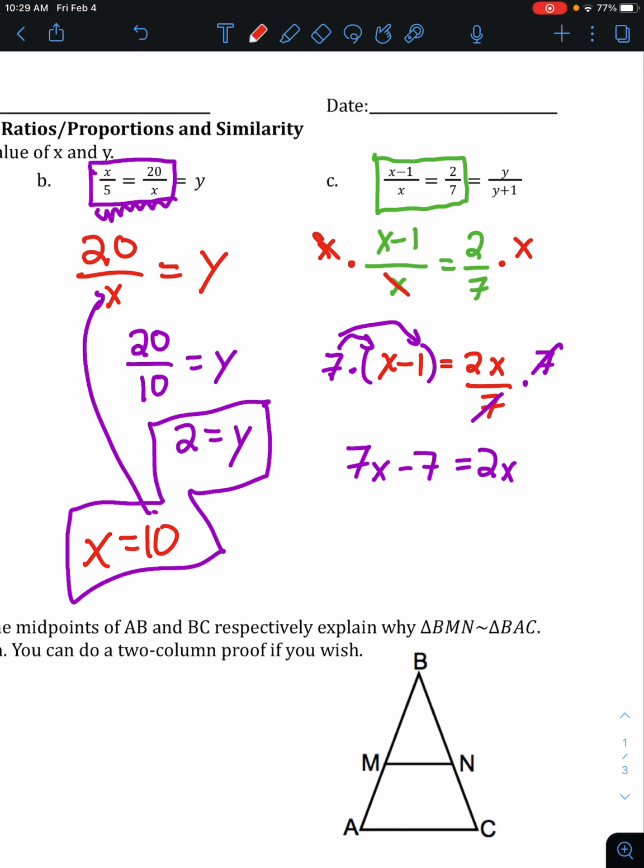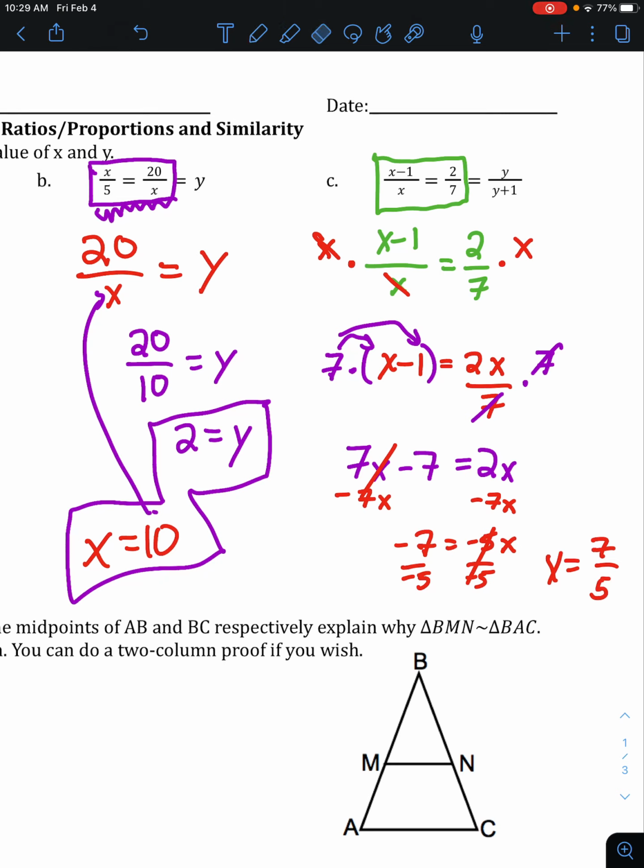Here we want all our x's on one side of the equation. I'm going to choose to subtract 7x from both sides. So I get negative 7 equals negative 5x. And now to isolate x, I simply divide by negative 5. Negative 7 divided by negative 5 gives me x is equal to 7/5.